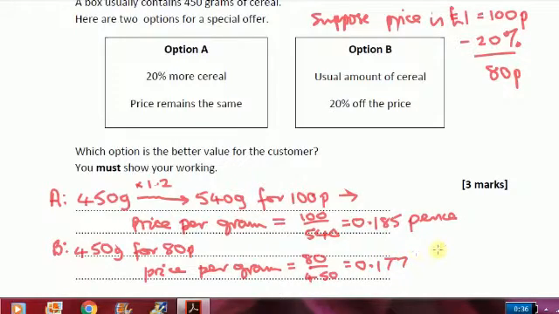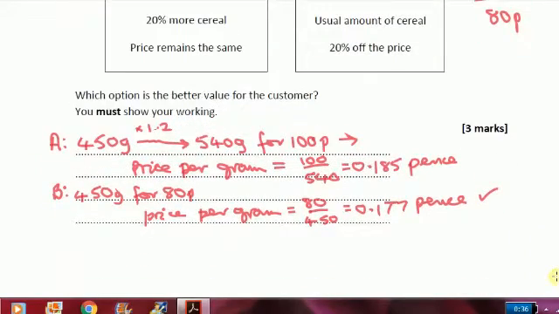0.177 pence per gram. So compare the two answers, and we see that option B is better value for money because you're paying fewer pence per gram. So option B is the better value for the customer.